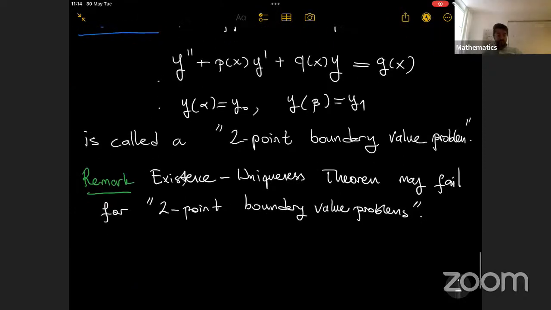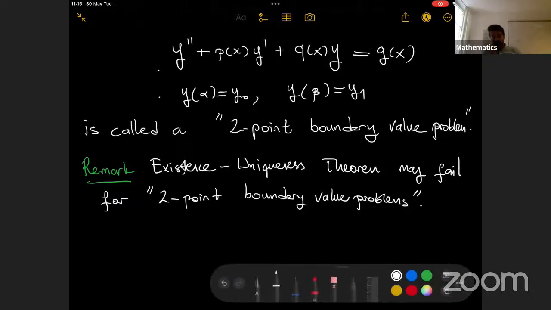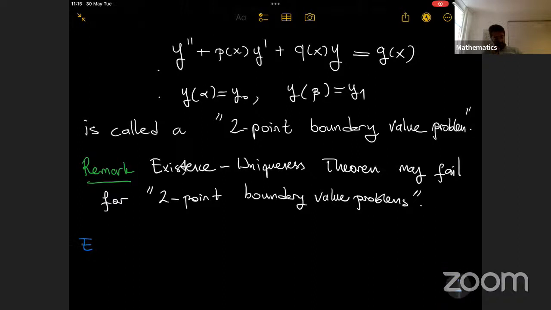That means in some cases, even if you have continuous coefficients p, q, g, we may have more than one solution, infinitely many solutions, or we may have no solutions. So existence may fail or uniqueness may fail. Sometimes it works, but it doesn't guarantee the unique solution. Let me give an example, and we will get a better idea what happens in this case.